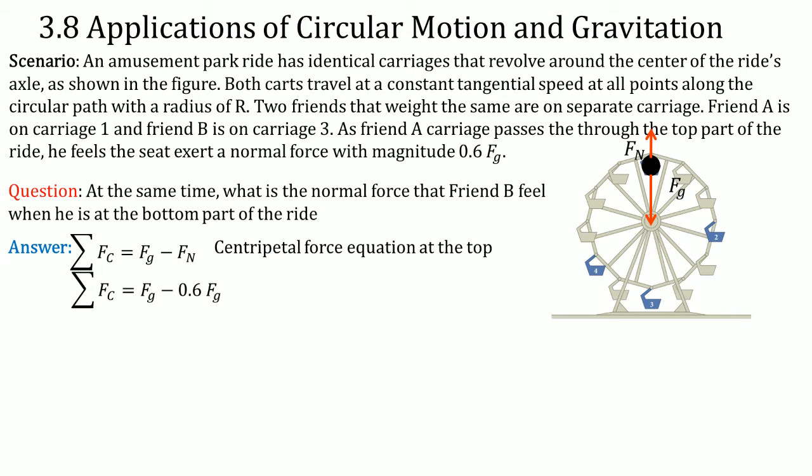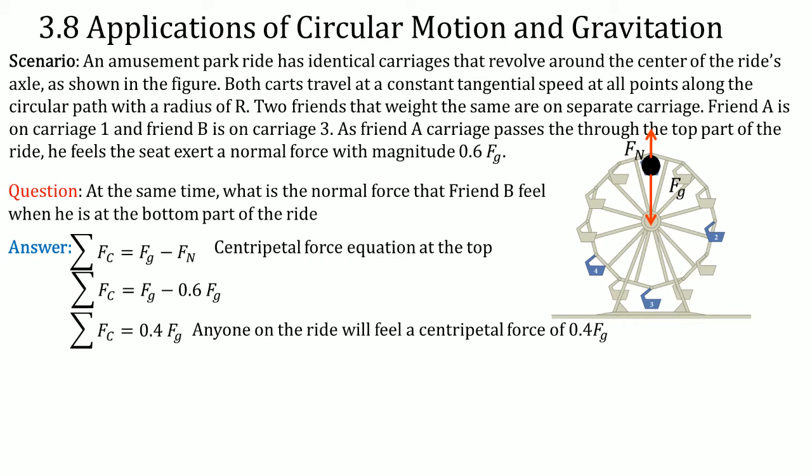I substitute in that force normal that we have, so 0.6 Fg. Then, notice there's a 1 in front of the Fg here. So 1 minus 0.6 gets you 0.4 Fg. This is very important because this tells you that anyone on the ride, no matter where they are, will feel a centripetal force of 0.4 Fg.